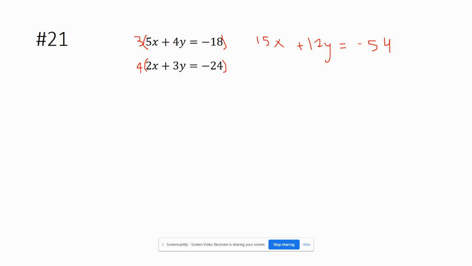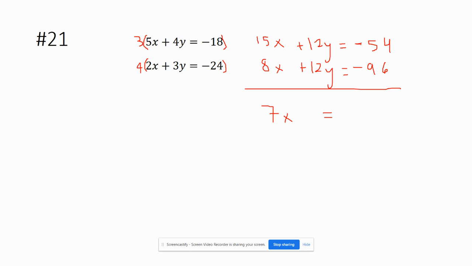So then we do the same thing for the second one. 4 times 2x is 8x. 4 times 3y is 12y. And then 4 times negative 24 is negative 96. So now, in order to eliminate y, we would subtract these two equations together. So 15x minus 8x is 7x. 12y minus 12y is 0. But now be careful here.